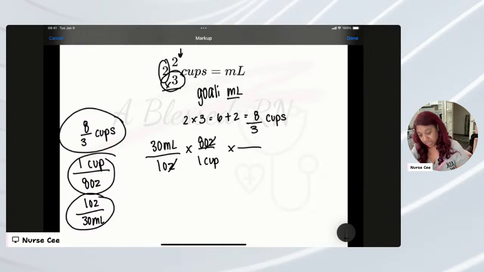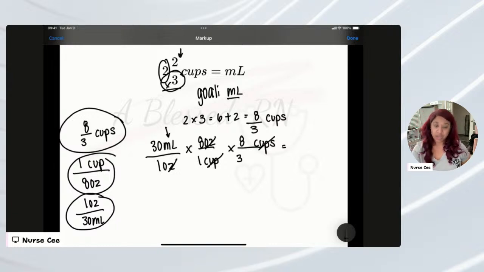So you see how we did our improper fraction here? We had 8 on the top in the numerator and 3 on the bottom in the denominator. So 8/3 cups. So now cups cross out and you're only left with milliliters, which is what the goal tells us to find. Okay. So now you just multiply across the top, multiply across the bottom, divide the top by the bottom, and that's your answer.